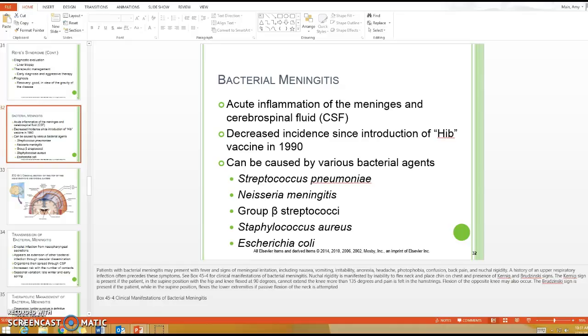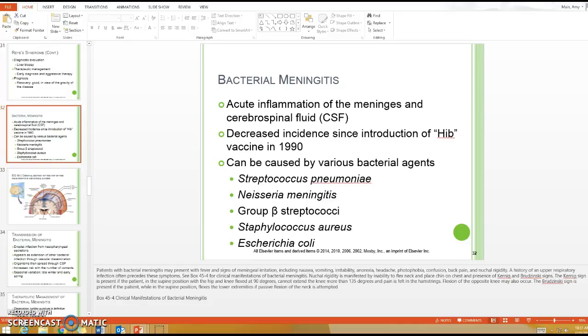Clinical manifestations: these children will present with a fever, and they'll have signs of meningeal irritation, which include nausea, vomiting, irritability, anorexia, meaning lack of appetite, headache, and not just like my head hurts, a severe headache, photophobia, where the lights hurt their eyes severely. They may have some confusion, back pain, and then nuchal rigidity.